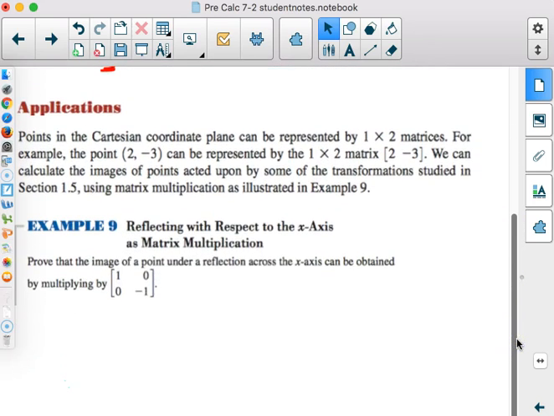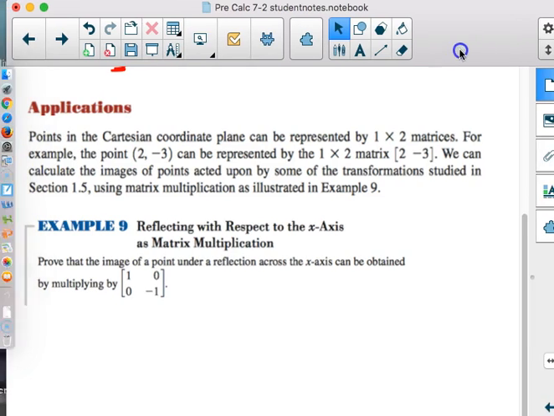Now, applications, well, we can go back to the G word, geometry, and talk about how to use matrices to reflect things. So points in the Cartesian coordinate plane can be represented by a little 1x2 matrix. For example, if you have the point (2, -3), you could represent that as the 1x2 matrix [2, -3]. We can calculate the images of points acted upon by some of the transformations studied way back in section 1.5. I would think more often than not you're just remembering what you did in geometry, so using matrix multiplication as we're going to see.